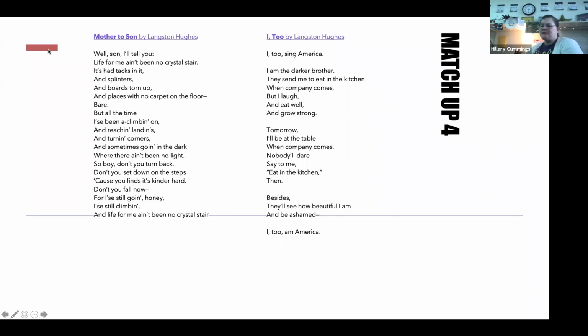Now let's look at the opposite, "I, Too" by Langston Hughes, where we have a poet speaker that's not a mother, right? That is a person that is talking about a life experience.